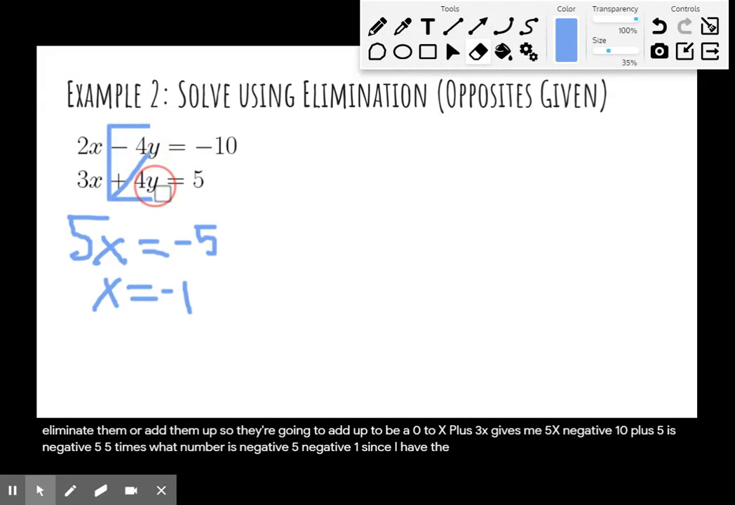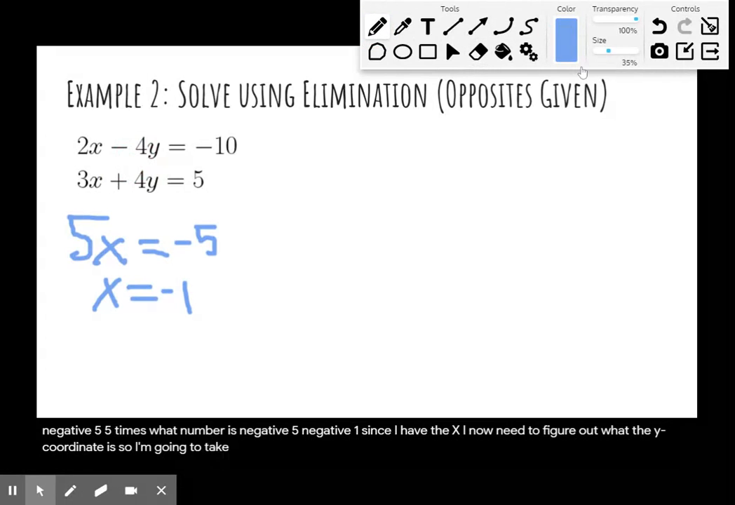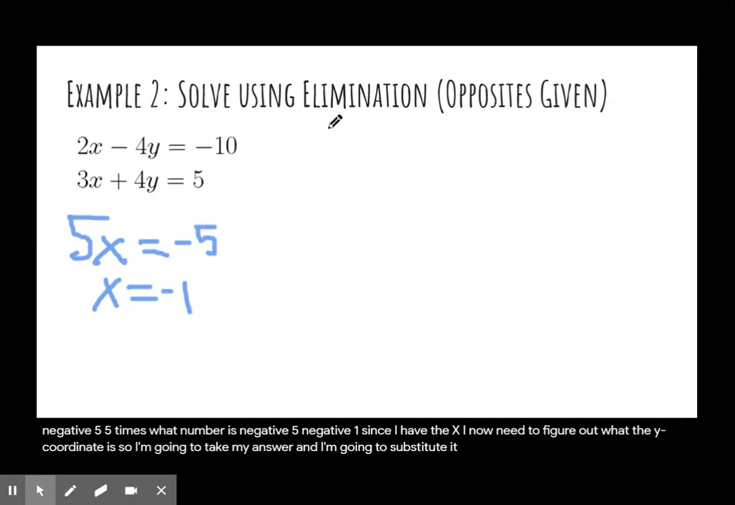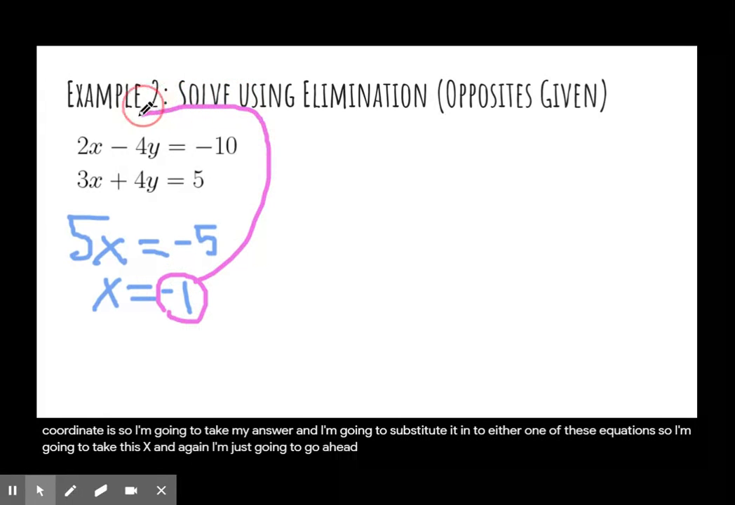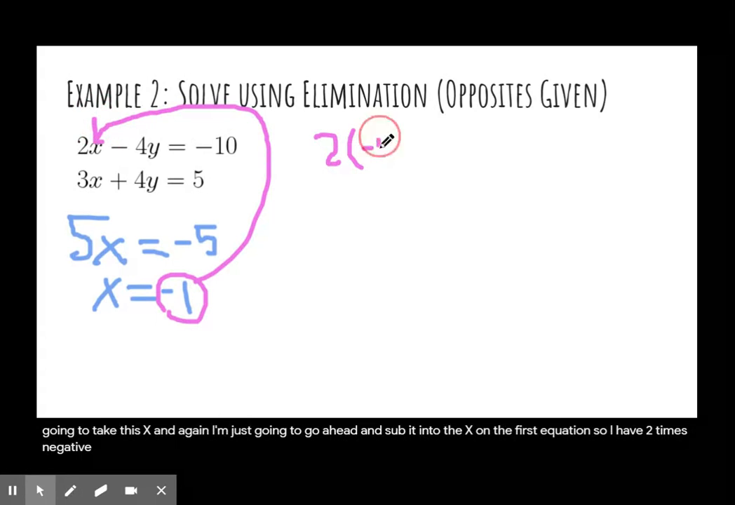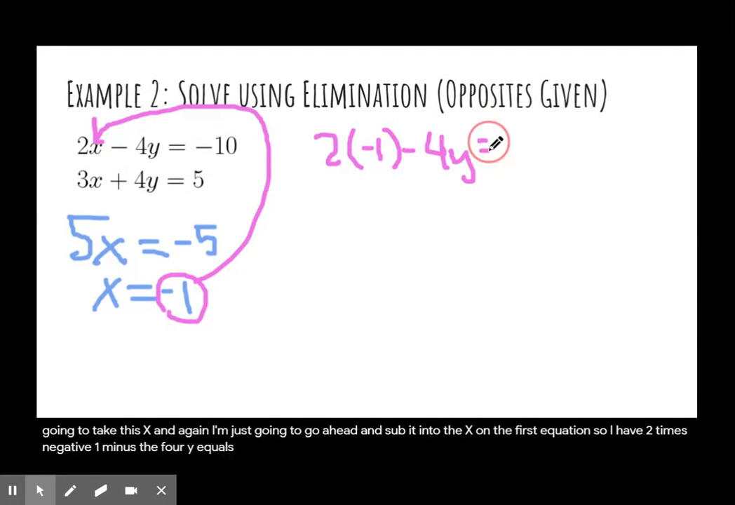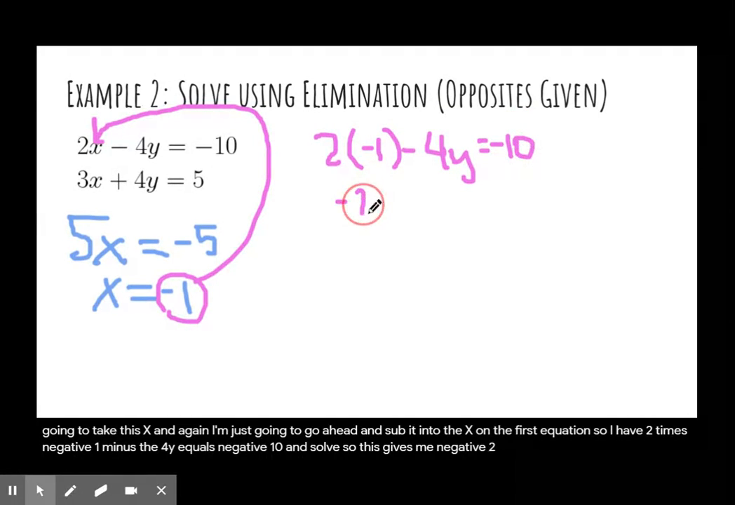Since I have the x, I now need to figure out what the y coordinate is. So I'm going to take my answer and substitute it into either one of these equations. So I'm going to take this x, and again, I'm just going to sub it into the x on the first equation. So I have 2 times negative 1 minus the 4y equals negative 10, and solve. So this gives me negative 2 minus 4y equals the negative 10.